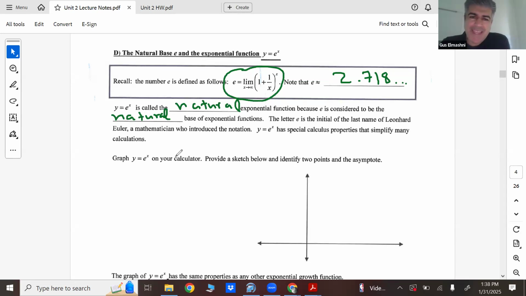If you're graphing on the calculator, it's just going to look like this. 1, 2, 3. And it's roughly 2.7. I'll show you why it's 2.718 in just a moment. It is a growth function.